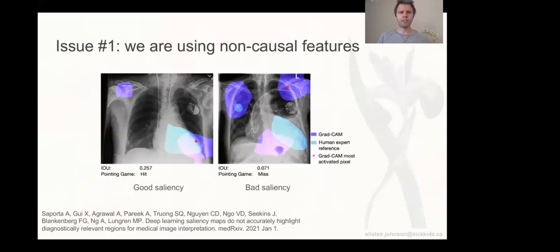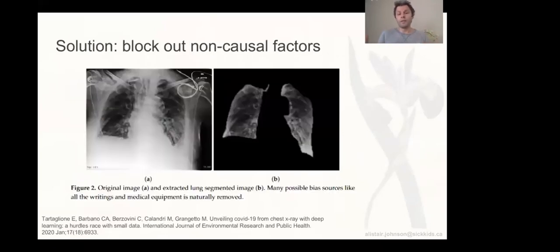Okay, so what do we do about this? Well, we can block out the non-causal factors, and we saw a lot of this research when trying to analyze conditions of the lungs, where we isolate only the lung, and then build our model with only the lung, and then we know for sure that our model has to use the lung features. Segmentation is a hard problem, so this is harder than it sounds, but it makes sense and it's reasonable.